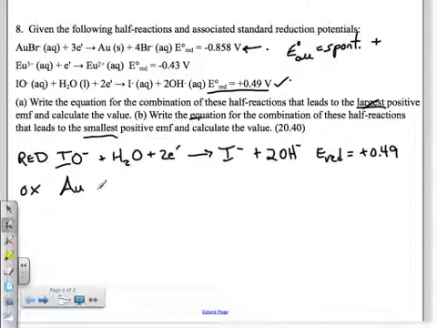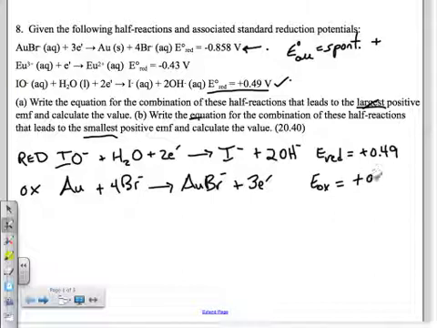gold, plus 4 bromines to give AuBr4 minus plus 3 electrons. Okay, and the oxidation potential is changing the sign. So when I combine these 2 that are the farthest apart of these 3, I'm going to get the largest E cell.